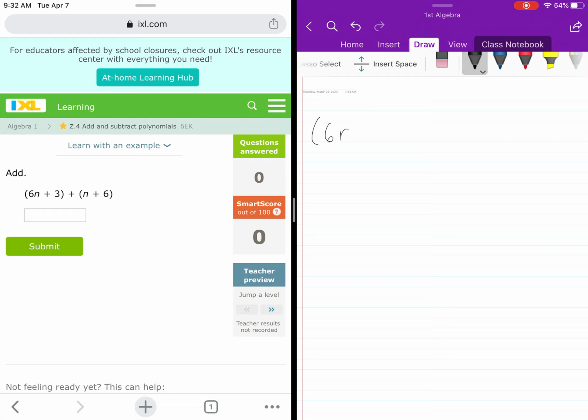I have 6n plus 3 plus n plus 6. So here I can only combine the terms with the n, so the 6n with the n. Now since the second n doesn't have a number, it actually has a 1 in front of it. So when we add both of those, that is going to be 6n plus 1n, that will give us 7n. Then from there we have to add the second number. So we have the positive 3 and a positive 6. So 3 plus 6 is going to give us positive 9.